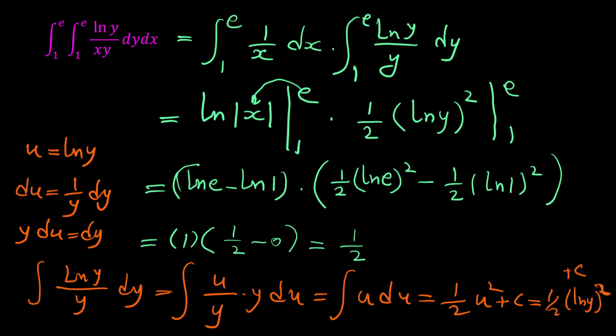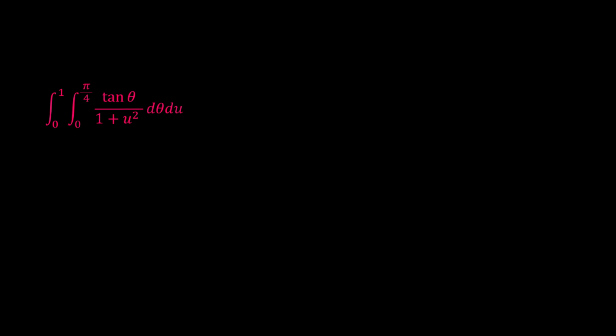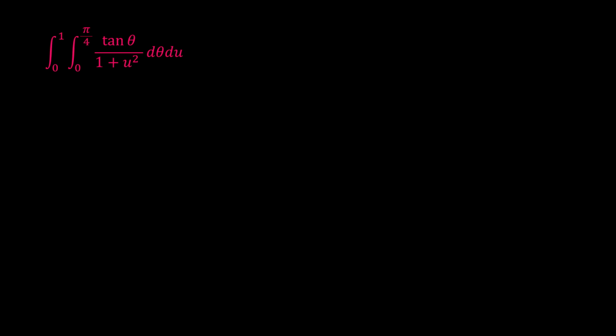Now let me show you another example of finding a double integral with writing it in the form of product of two single integrals. Look at this example. Integral from 0 to 1, integral from 0 to pi over 4, tangent theta over 1 plus u to the 2 d theta du.